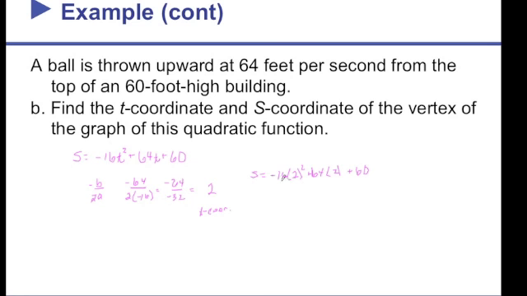t squared is 4. 16 times negative 4 will be negative 64. 64 times 2 is 128 plus 60. So this will be 188 minus 64 will be 124. That'd be 124 would be the s coordinate, and it will be in feet. So here's my t coordinate, and here's my s coordinate.